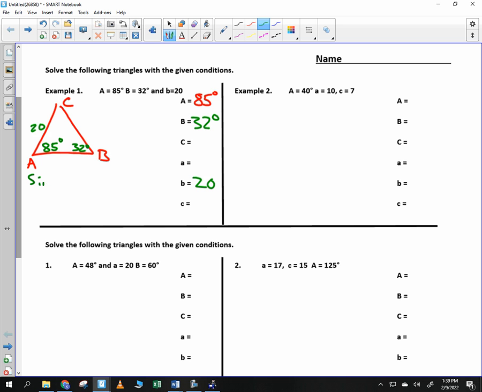We do sine of 32 over what? 20 is equal to sine of what? 85 divided by? Yep, so she wants to find side A. So we're going to do what Ella wants to do. You sure could. Yep. A.